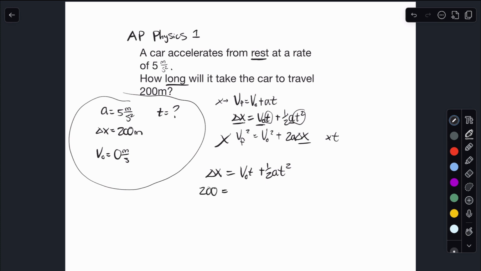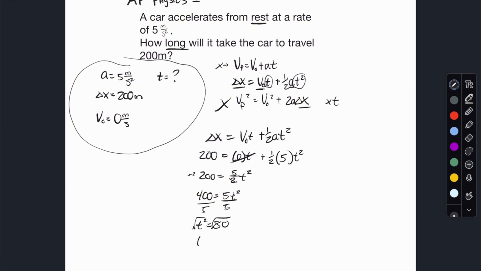So 200 equals 0 times t. So this is just going to be 0 plus 1/2 times 5 t squared. And we just use our algebraic principles. So it's going to be 200 equals 5 over 2 t squared. So this is going to be times 2. 400 equals 5 t squared, divided by 5. t squared equals 80. Take the square root of that. t equals 8.9 seconds. That's going to be our answer.